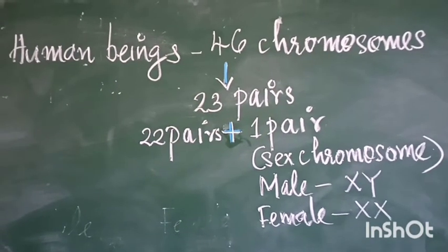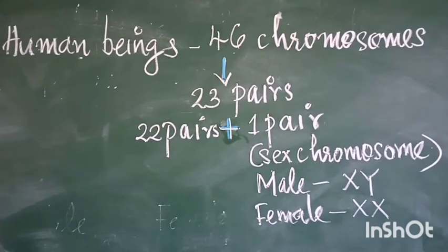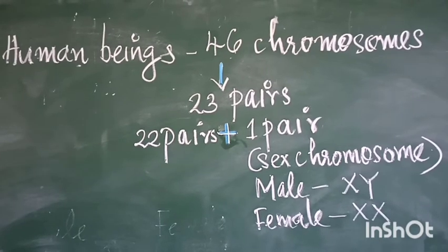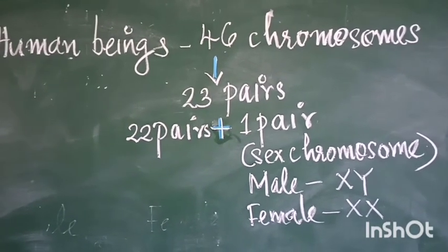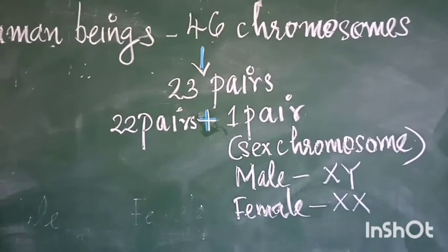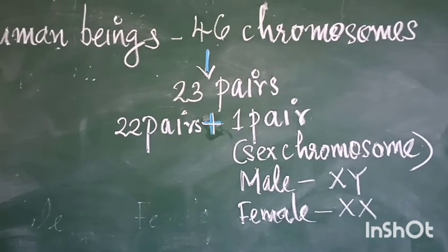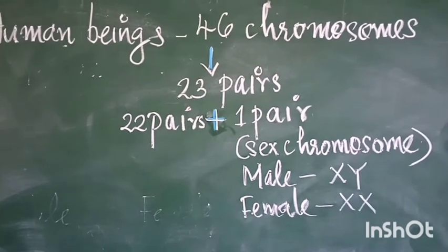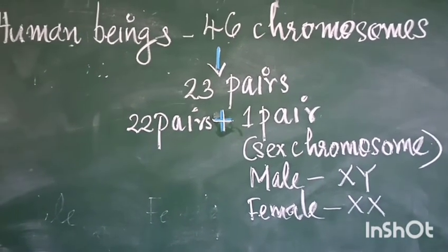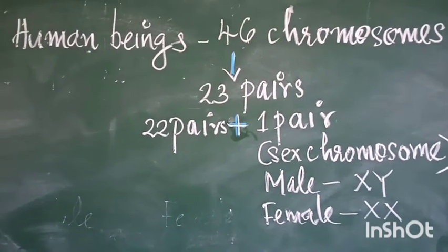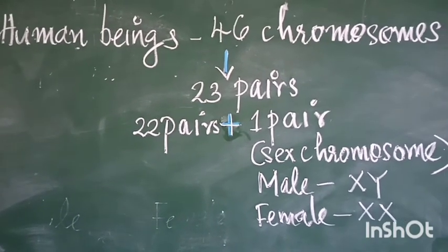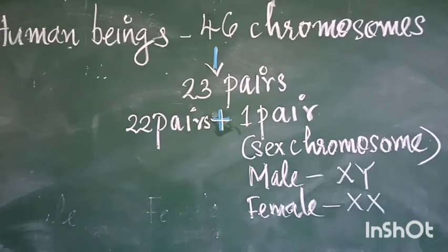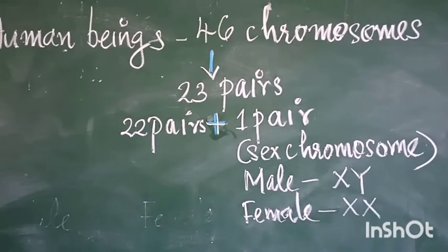In human beings, 46 chromosomes are there in each and every cell of their body. These chromosomes are arranged in pairs. So, in each cell we have 23 pairs of chromosomes. Out of these, one pair of chromosomes determines the sex of the individual. That is why it is called the sex chromosome.